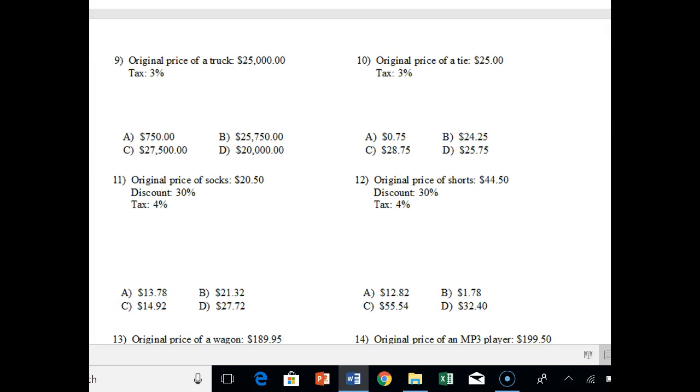Backside again. Pay very close attention on the backside. I may be switching between tax and discount. So tax here, 3%. We know that's 100 plus 3, which is 103%. So we're doing 25,000 times 1.03. And when you do that, you get 25,750. So B is your answer. Notice A, this answer is how much the tax itself is, right? How much tax. But B is how much you actually have to pay, right?